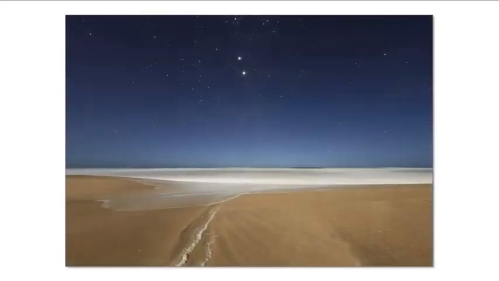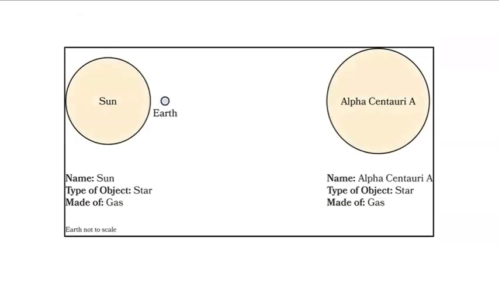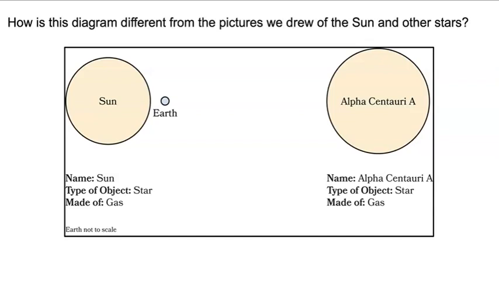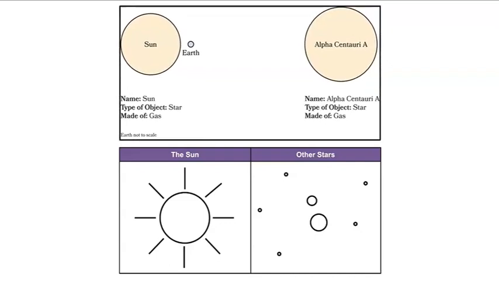Let's look more closely at this photograph of the stars in the night sky. The star in this photograph is called Alpha Centauri A. We can study this diagram to learn more about the sun and Alpha Centauri A. How is this diagram different from the pictures we drew of the sun and other stars? Do you notice that the diagram shows the sun, the star, and Earth? But our pictures showed only the sun and other stars. And we drew the sun much bigger than the stars. But in the diagram, the sun is a little bit smaller than Alpha Centauri A.